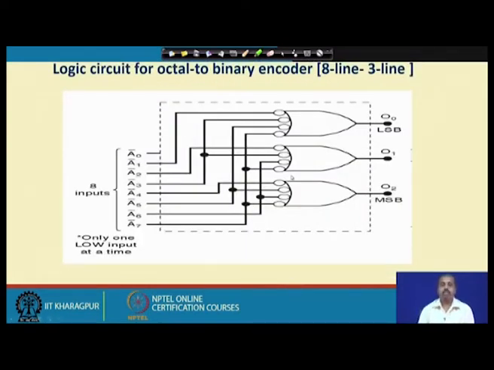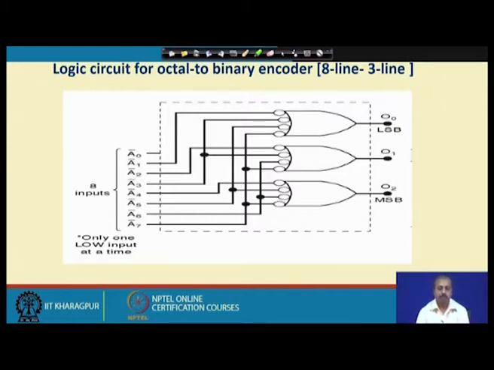Now, how do you realize the encoder? By means of basic logic gates. This is an octal to binary encoder. It has one octal input, say A0 bar, A0, A1 up to A7. Whichever value you want to output, 0 or 3 or 4 or 5 or 7, accordingly the corresponding input line will be made equal to 0.